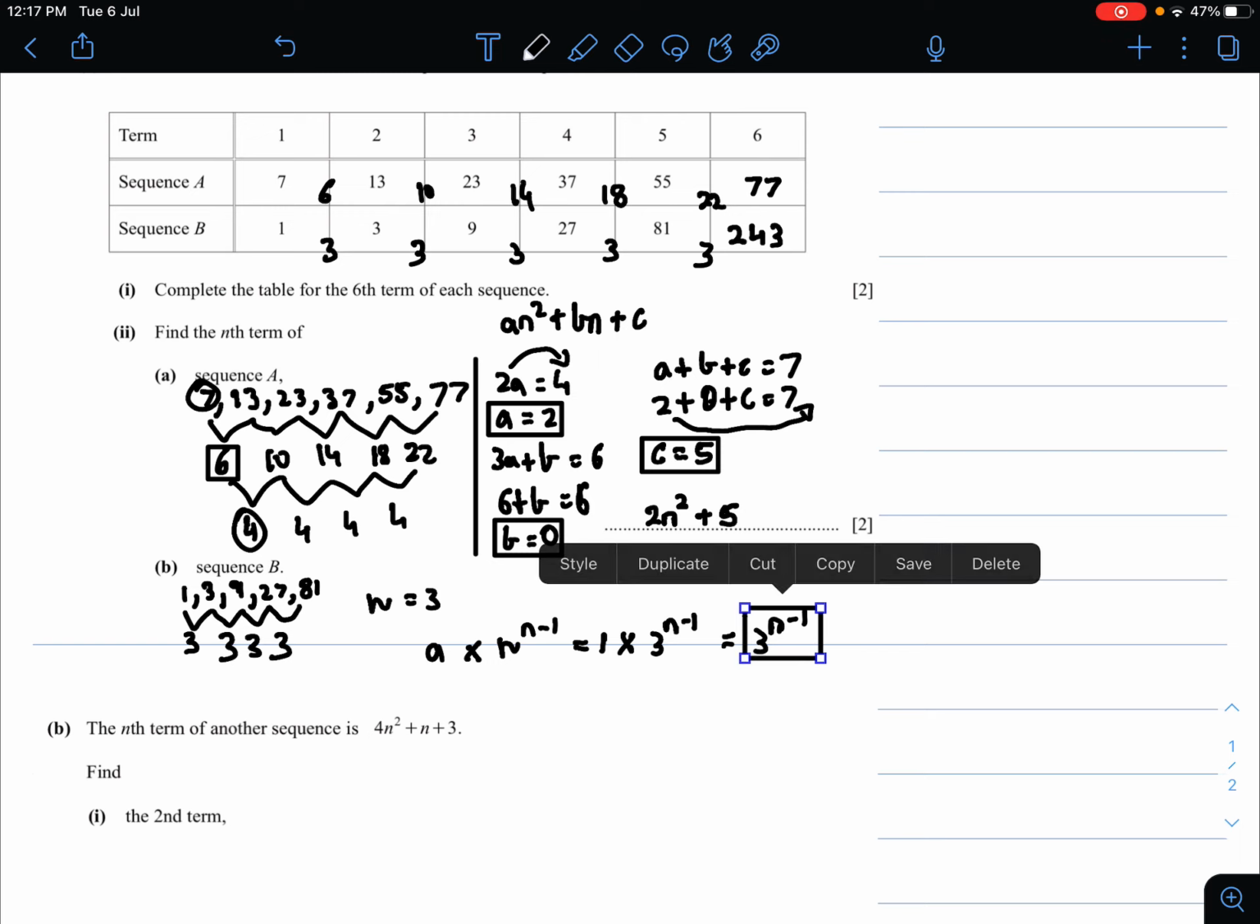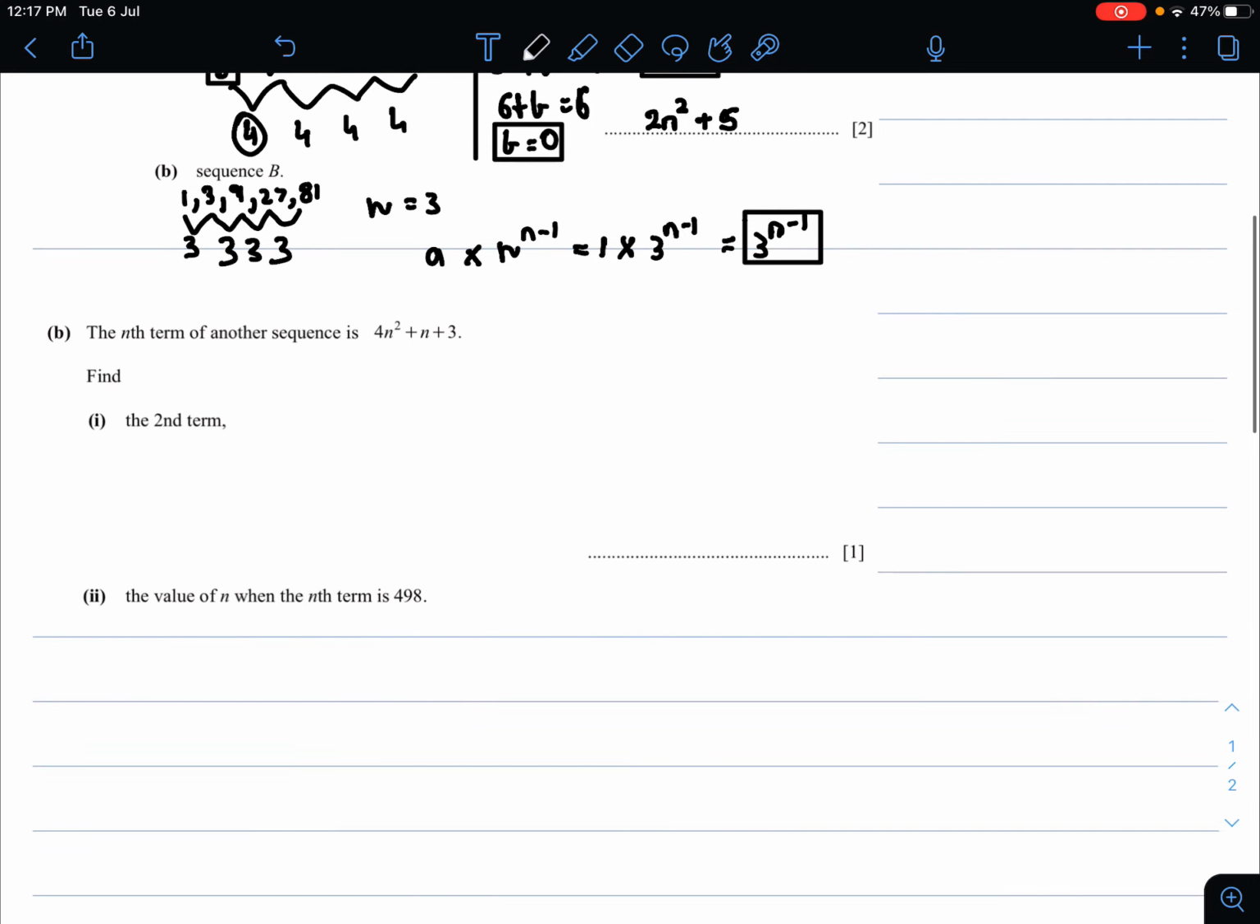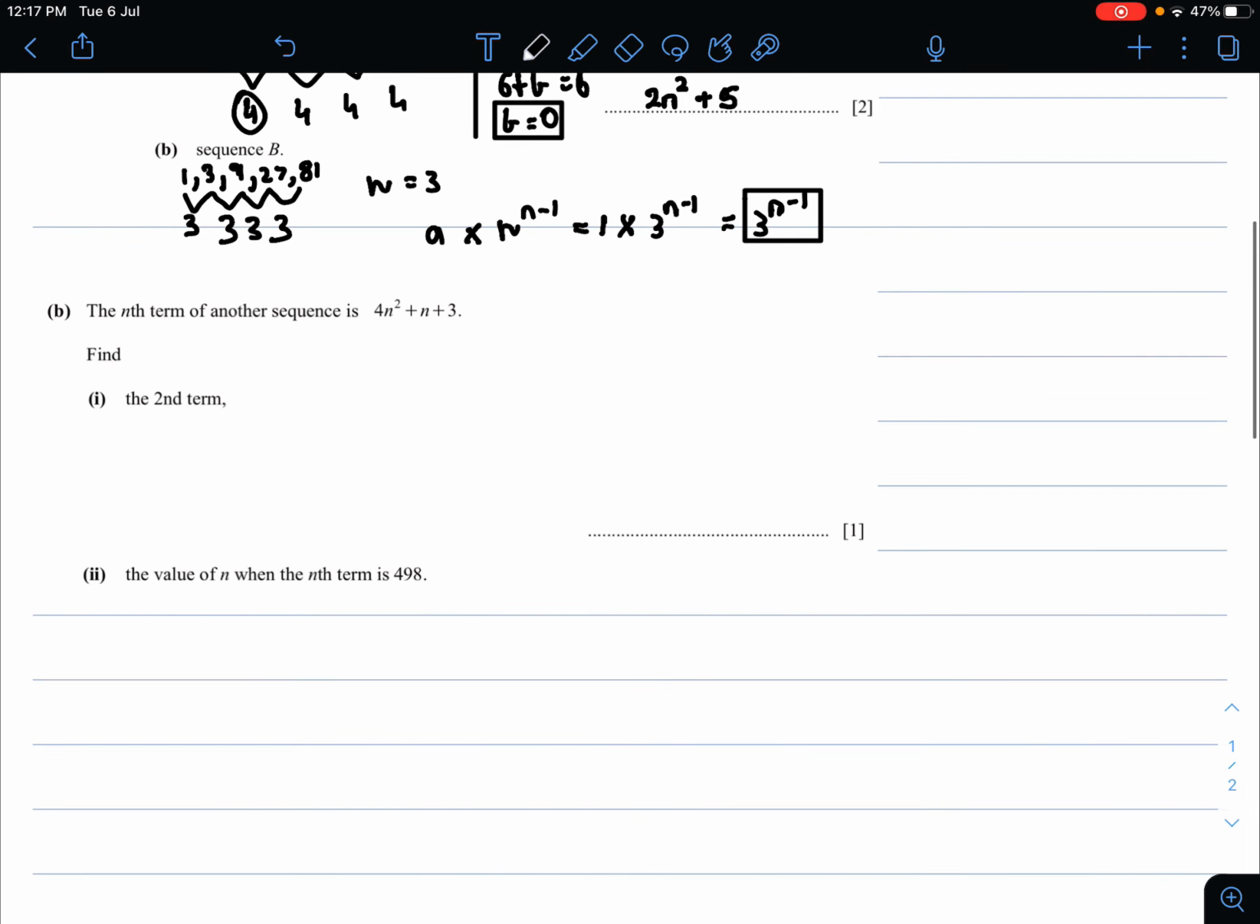Now let's move on to part B. The nth term of another sequence is 4n square plus n plus 3. Find the second term. So to find the second term, all you need to do is substitute 2 as the n value. So you substitute 2 instead of n. So 4 multiplied by 2 square plus 2 plus 3.